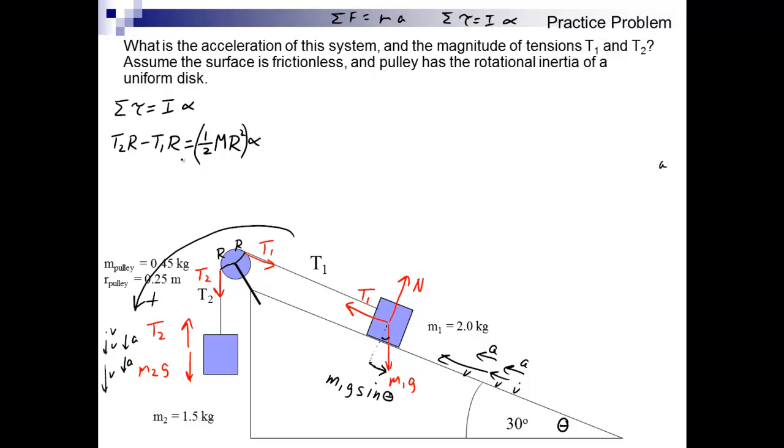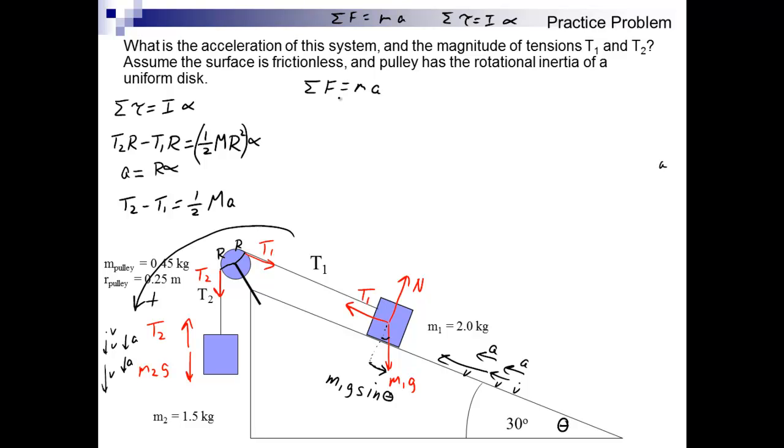And once again, we remember that the tangential acceleration is equal to R times alpha, which is the rotational acceleration. So this equation becomes T2 minus T1, and that will equal 1/2 M times A. Now for Newton's second law, the translational version of it, the sum of the forces equals MA.